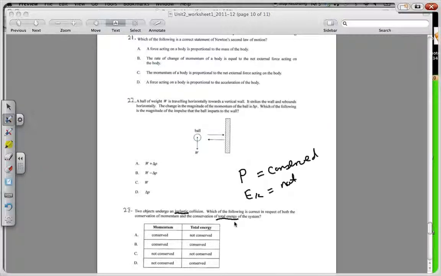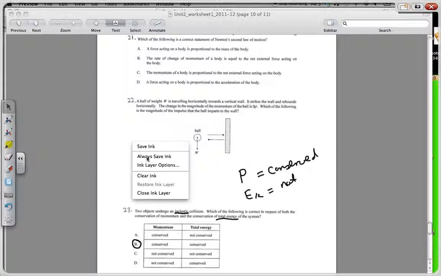The total energy, we would have both of those conserved because the total energy we know will be conserved. The EK will not, but the energy will be transformed into other forms of energy, but the total energy is conserved and the momentum is conserved. So 23B is the correct answer in that case.